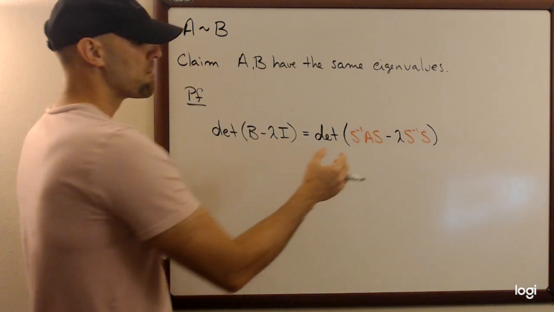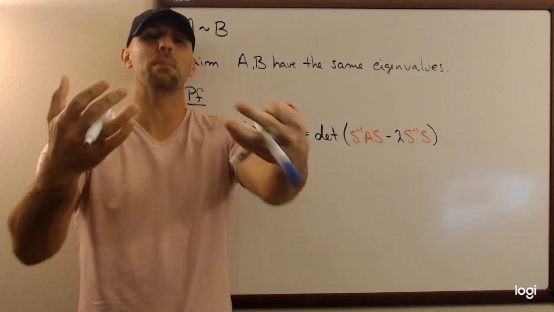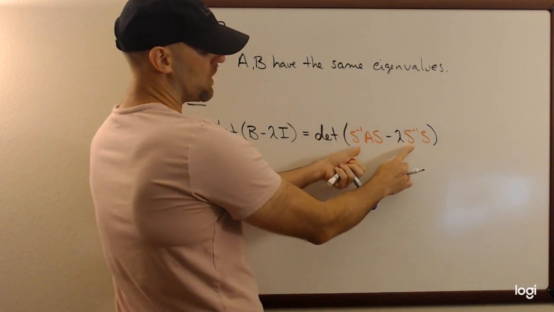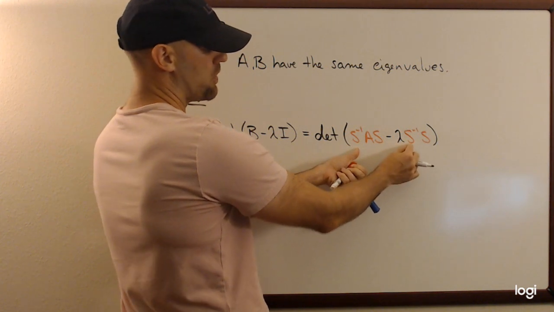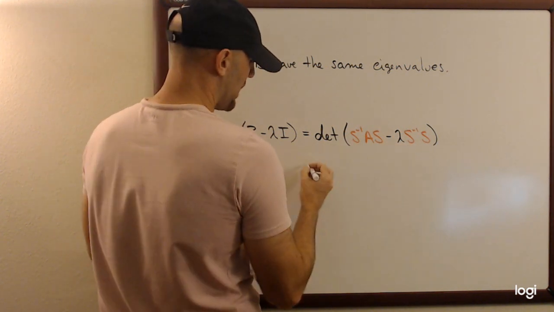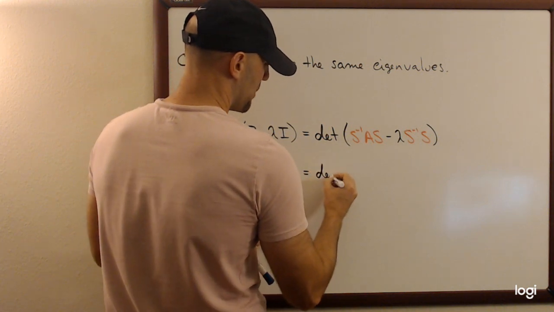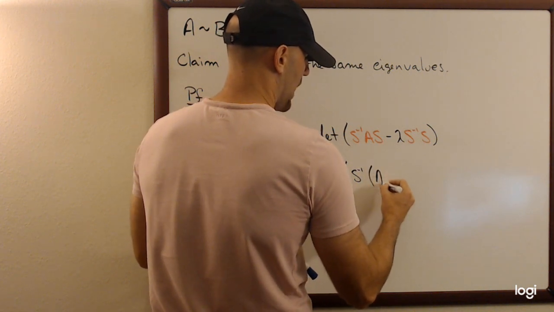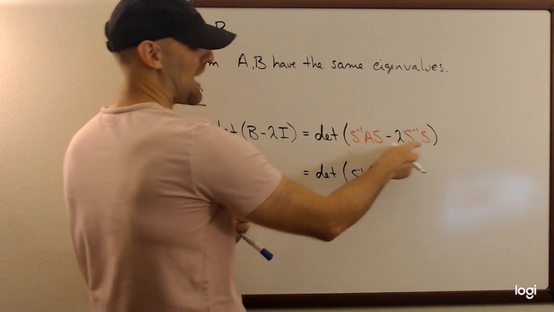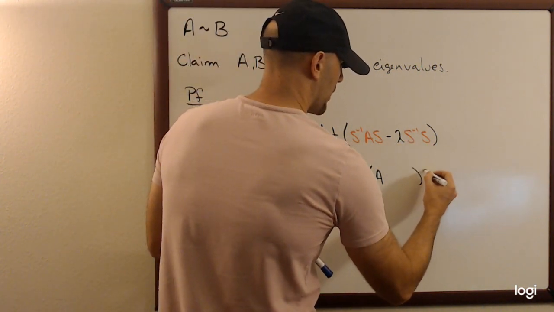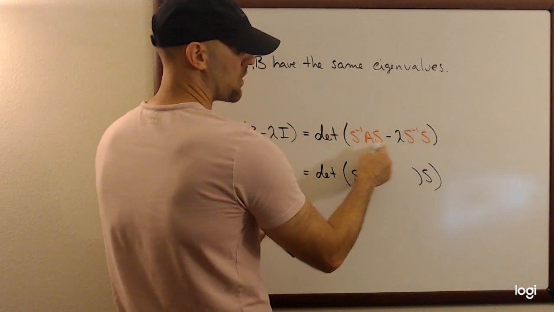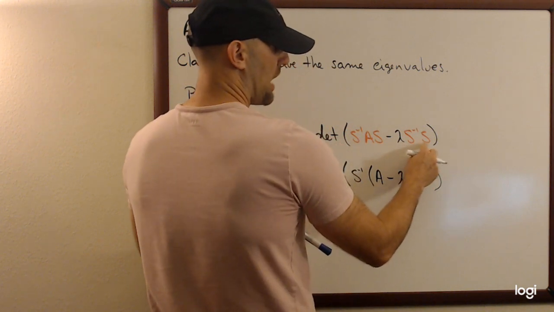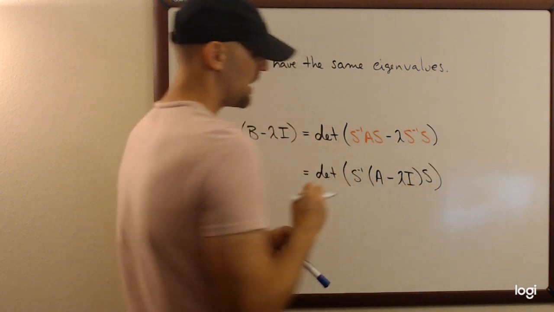Now I'm going to do a little bit of algebra and some factoring. Remember, matrix multiplication is not commutative, so you have to be careful about the direction in which you factor things out. Notice I have S inverse on the left of both of these. Lambda is a scalar, so these two commute. So I'm going to pull S inverse out to the left and factor S out to the right. What's left inside here is A minus lambda I, the identity matrix again.